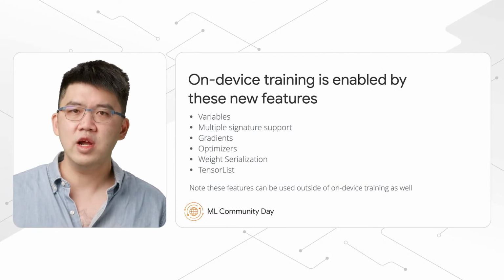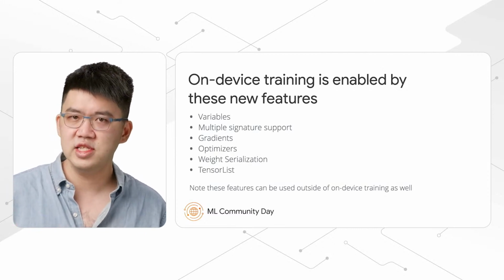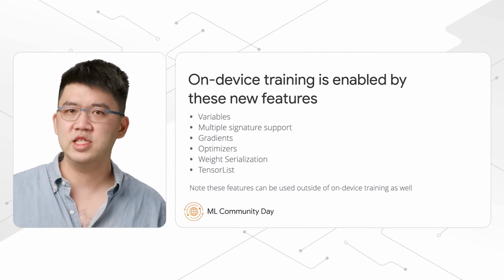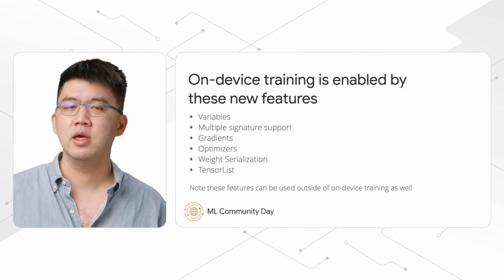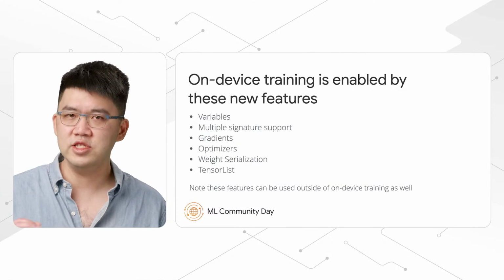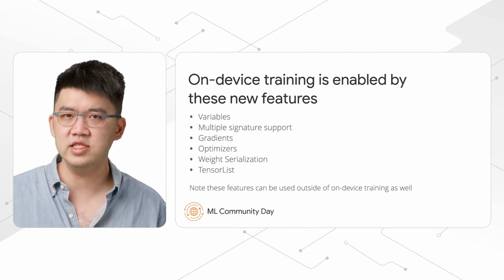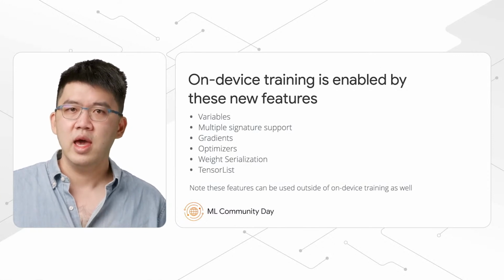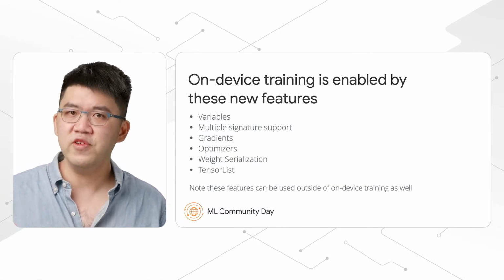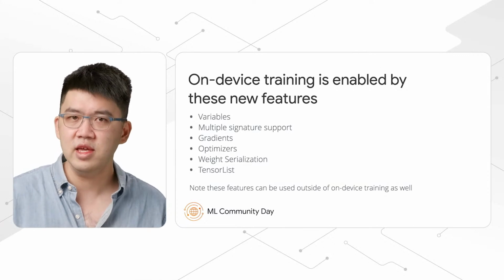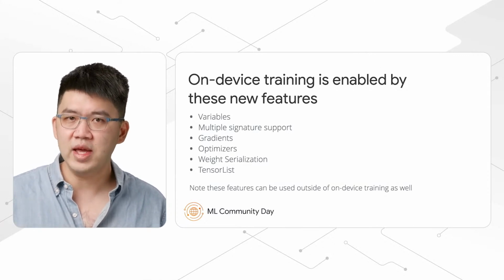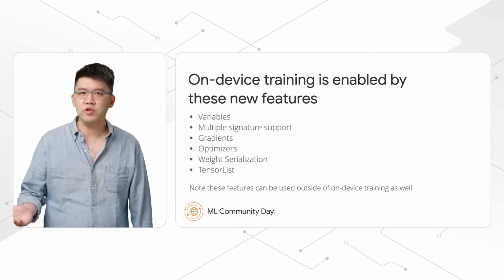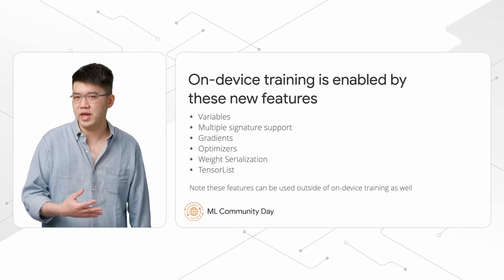You can now use variables for stateful inference or ship a model with multiple different functionalities with the multiple signature support. Currently, some of these features are achieved by reusing TensorFlow kernels with the Select TensorFlow Ops feature. And we are working on supporting more features in TensorFlow Lite natively to deliver an even better performance and smaller binary size. Thank you, and I will hand over to Arun to talk about more exciting updates.